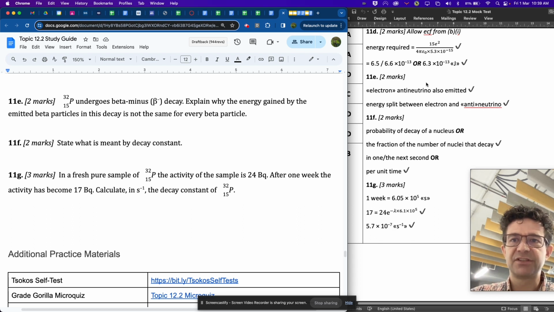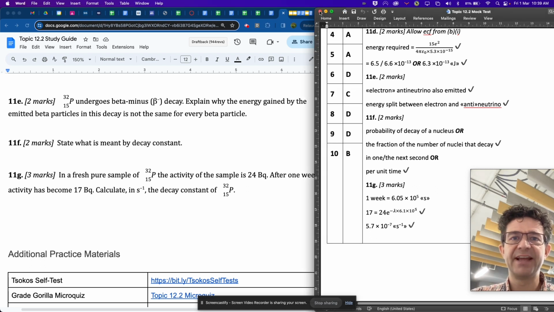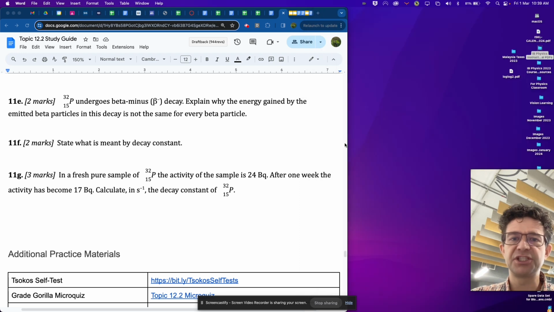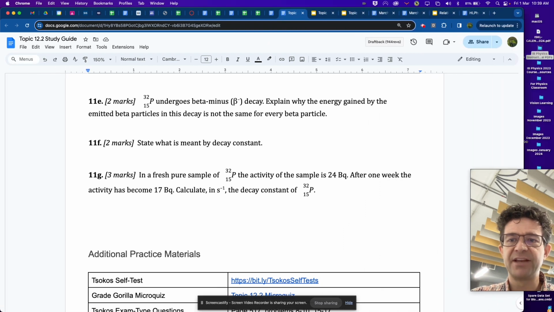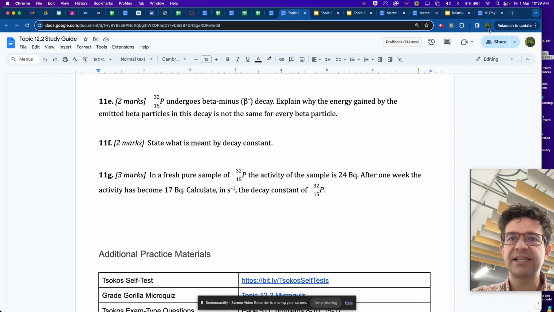Okay, so that's our topic 12-2 mock test. This is going to be a point to pause, and if you've got any questions, you can highlight them, and we can talk about them later, next class.